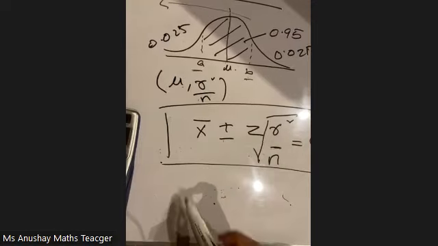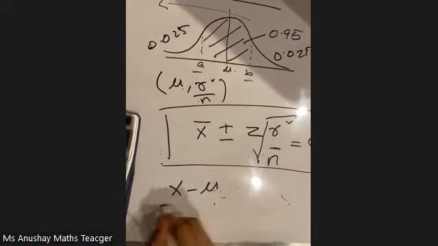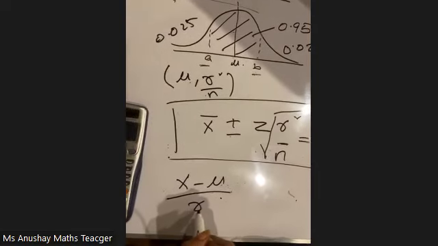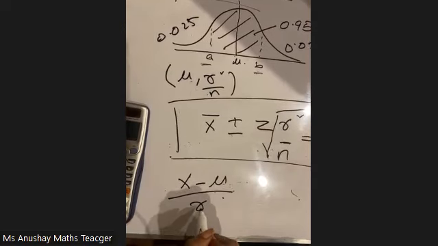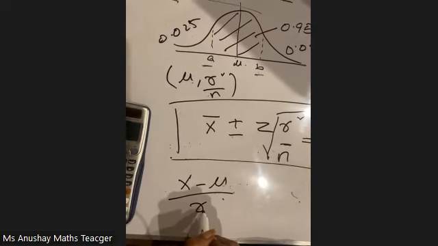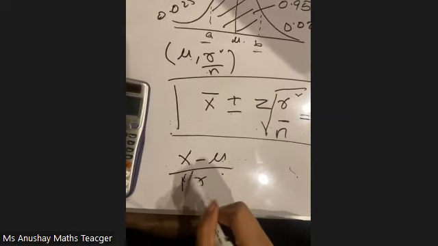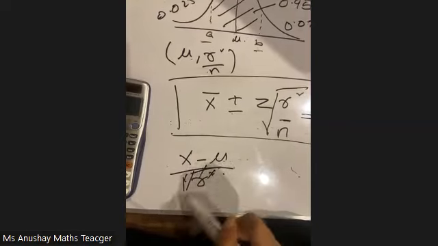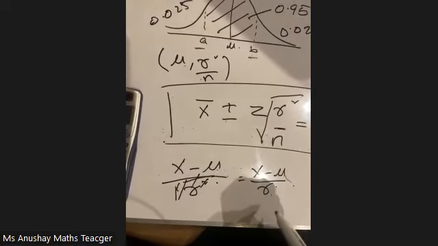Z is x minus mu over the standard deviation, over root n. No, standard deviation. Sorry, root of variance. Yes, basically root of variance. So this gets cancelled, so it can also be written as standard deviation, right?